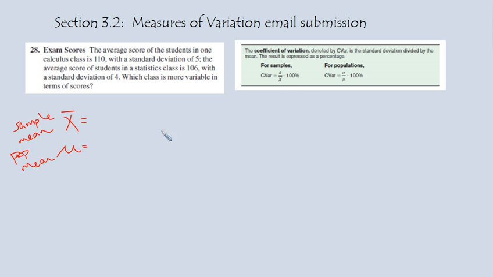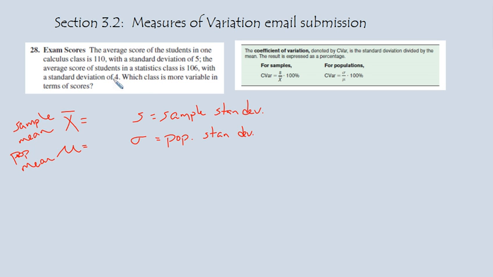Alright, another thing we need to identify is that we have our standard deviation. So if we use S, that would be equal to our sample standard deviation. And if we used the Greek symbol there, I believe that's alpha, that would be the population standard deviation. Alright, so let's take a look at what we have here.